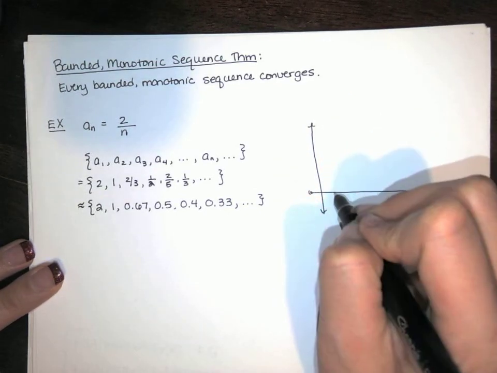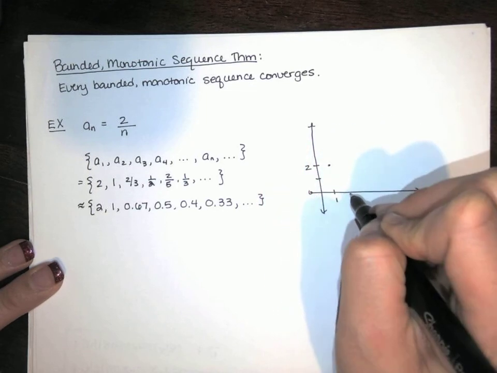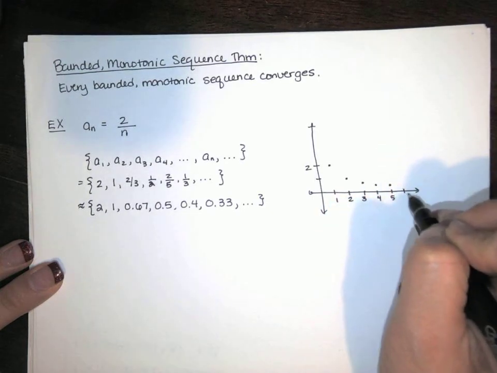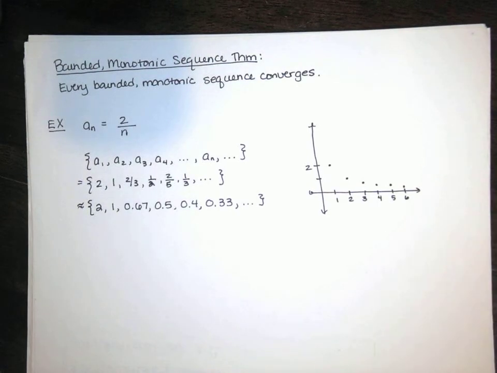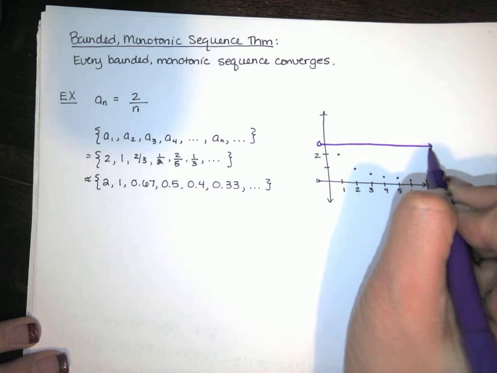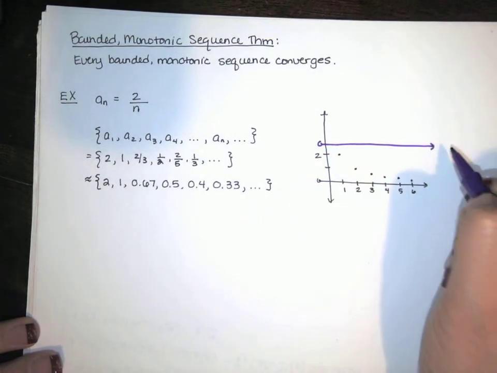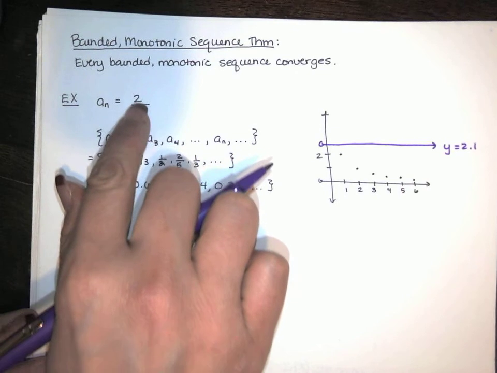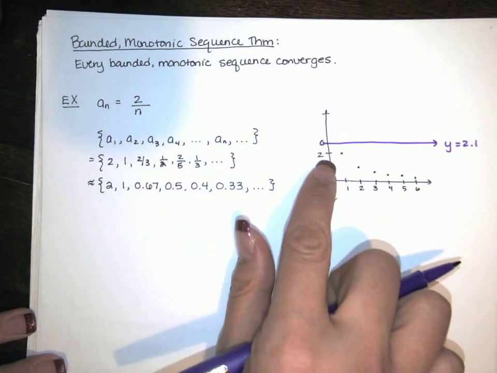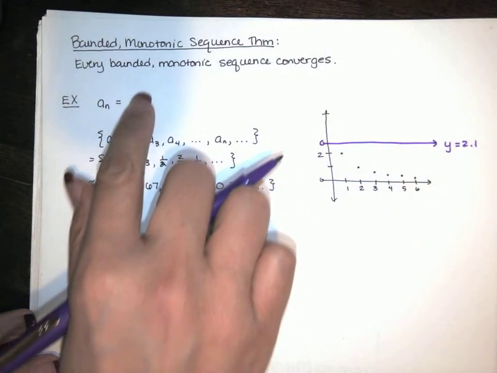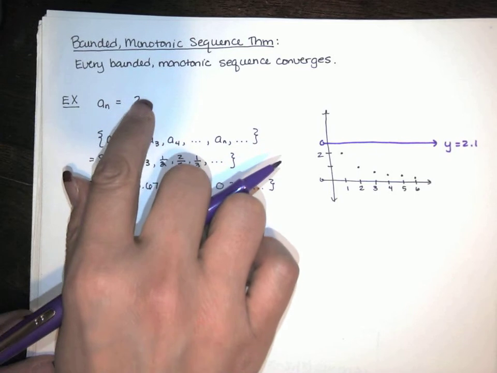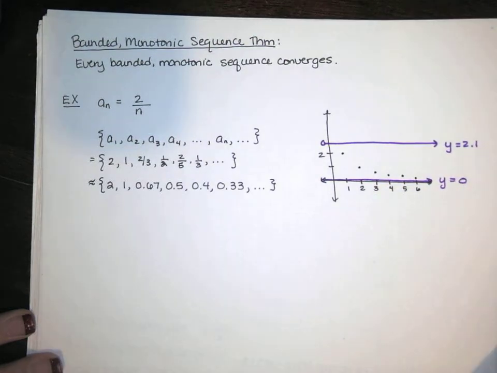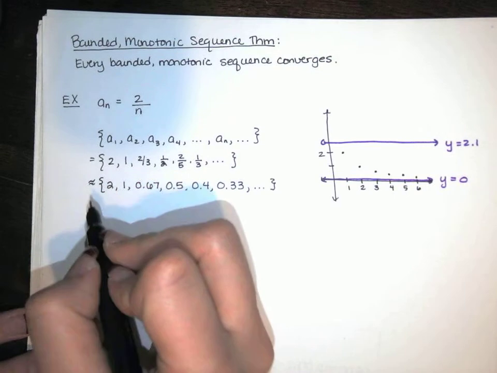Let's just draw it. When n equals 1, we get 2. When n equals 2, we get 1. When n equals 3, we get 2/3. When n equals 4, we get 1/2. When n equals 5, we get 0.4. When n equals 6, we get 0.33, and so on. I think it is bounded. It all definitely lies below the line y equals, let's say, 2.1. This is never going to be greater than 2, because as n increases, that fraction is going to decrease. Now, since n is always positive, I'm never going to get 0 out of this. There's no n value I could plug in where 2 over something gives me a 0. So this is also bounded below by the x-axis, by y equals 0. So we could say, yes, this is bounded.